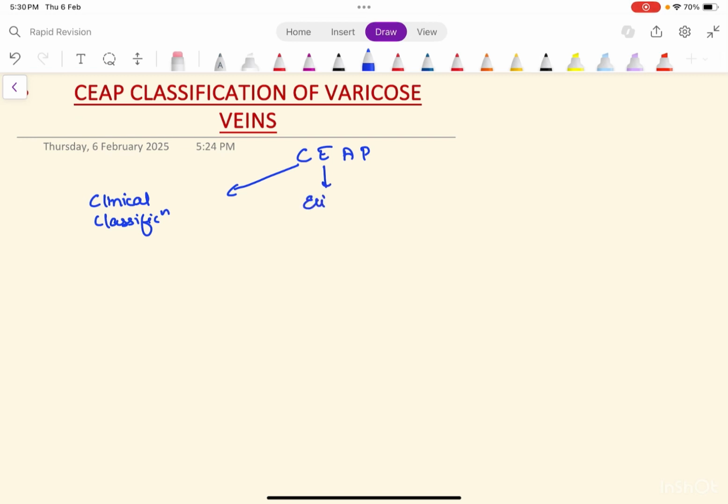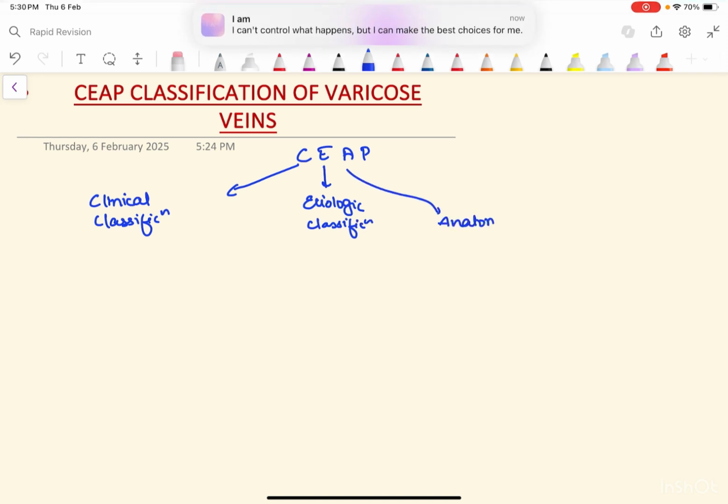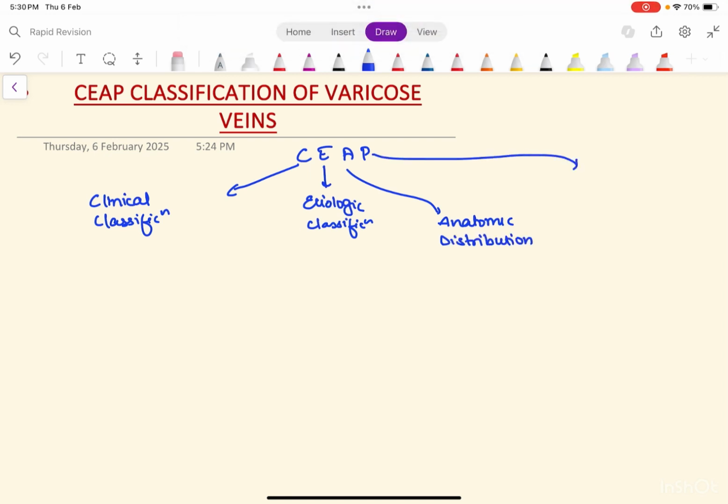classification. All right. Then we have E, which stands for etiologic classification. A stands for anatomic distribution. Then P stands for pathophysiologic classification. Alright, so let's start from the first one, which is clinical classification.